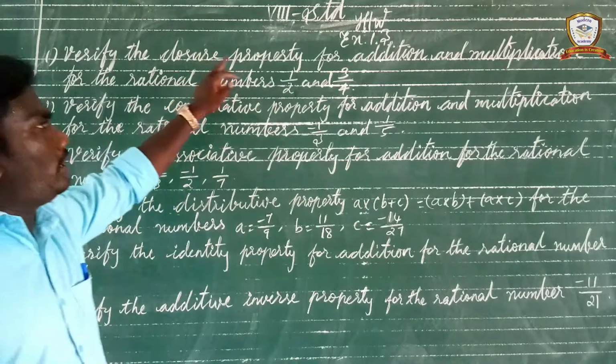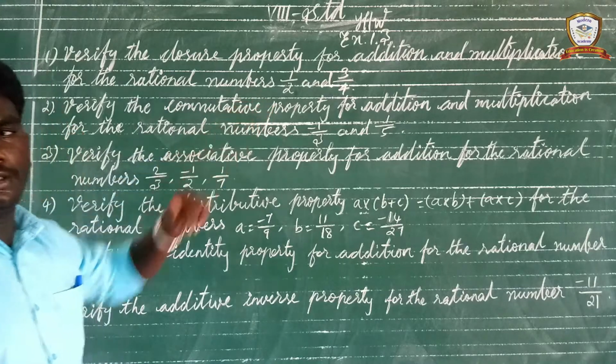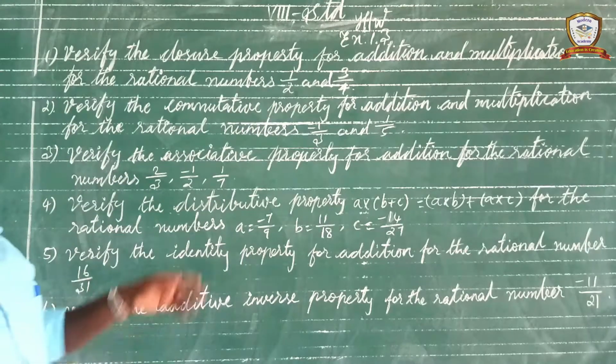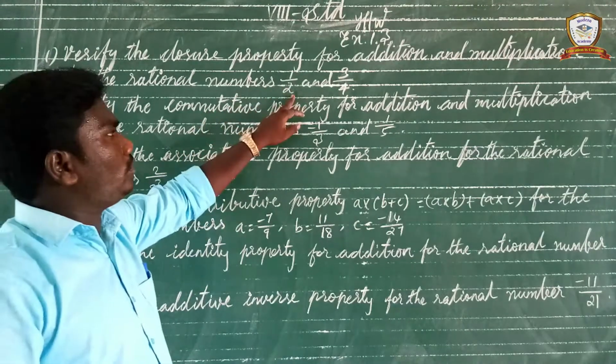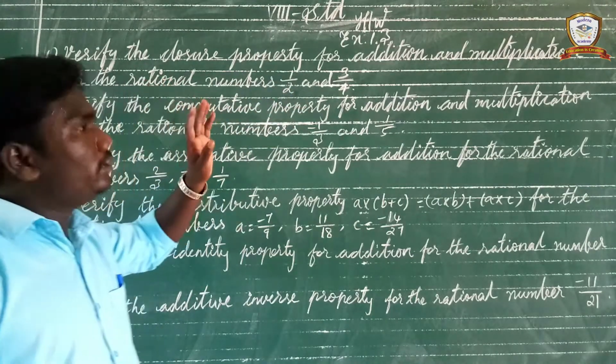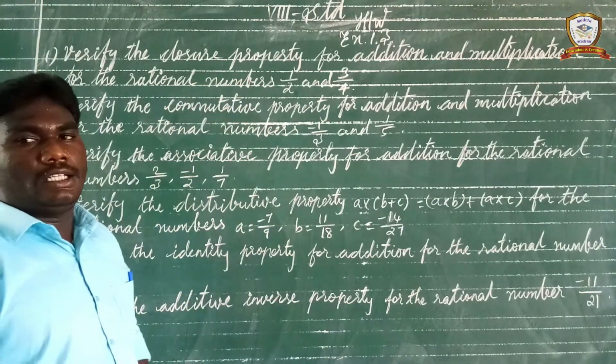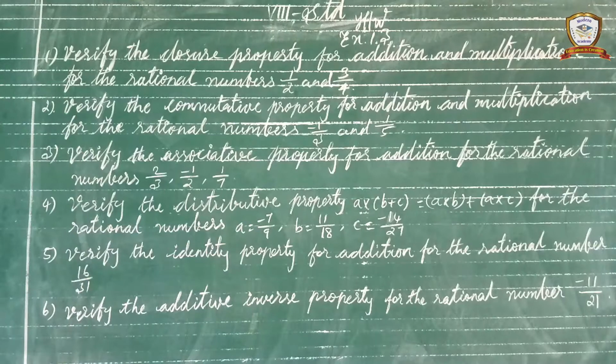What's the closure property for addition? A plus B is also a rational number. Okay. The closure property for multiplication, A into B is also a rational number.